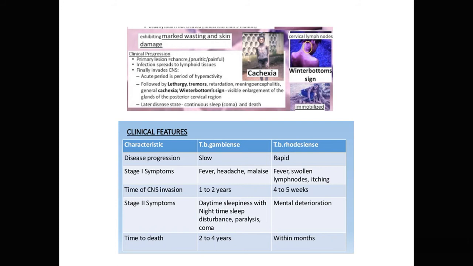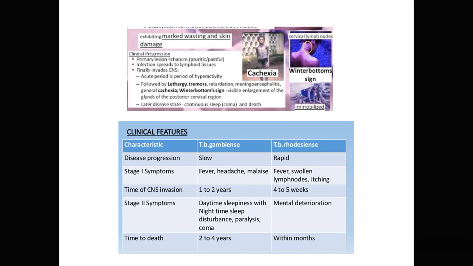The more severe disease is caused by Trypanosoma rhodesiense, while Trypanosoma gambiense has a slower development. And what are the clinical manifestations? It is transmitted through tsetse flies, and at the site of the bite, a painful chancre, the primary lesion, develops. Then the parasite moves to the lymphoid tissue, and then finally the parasite invades the CNS.